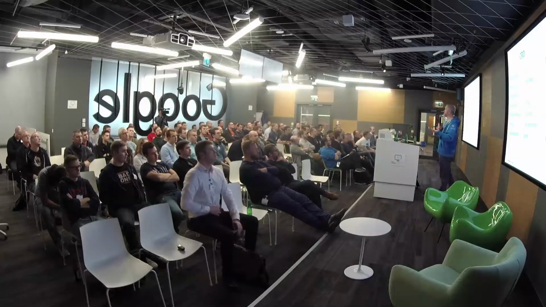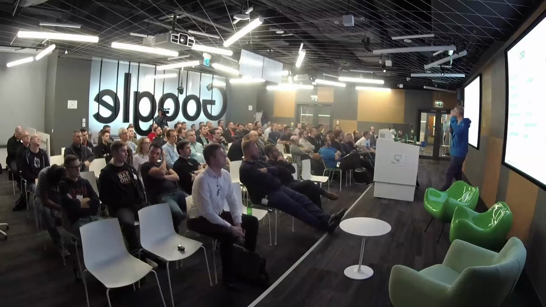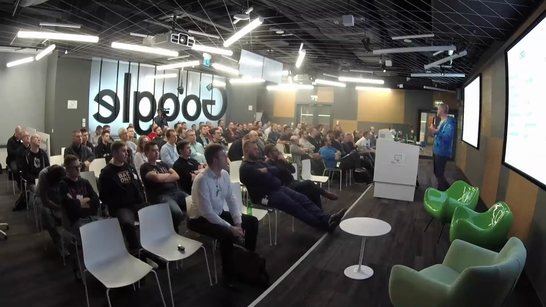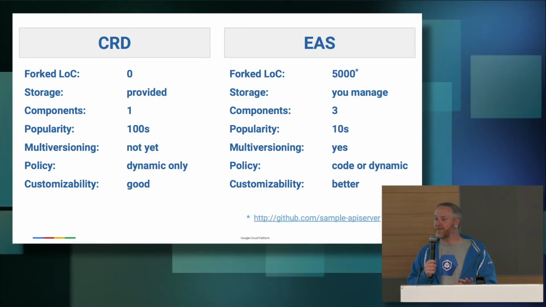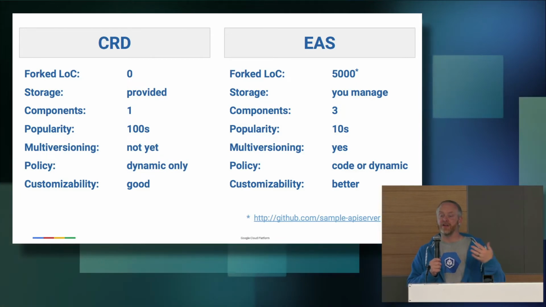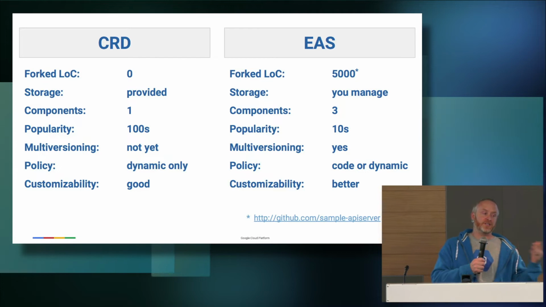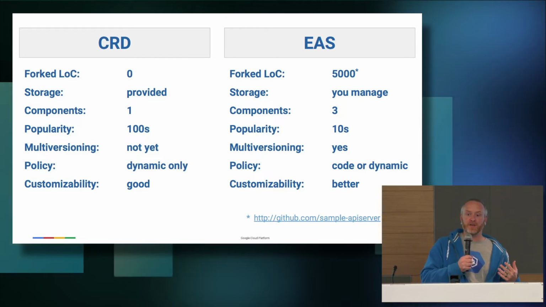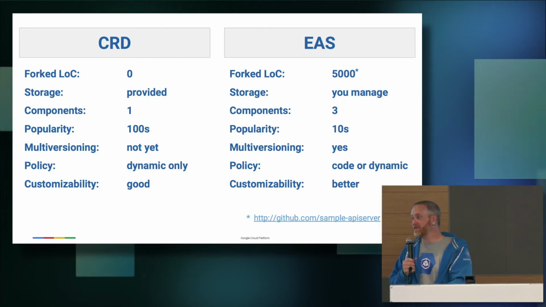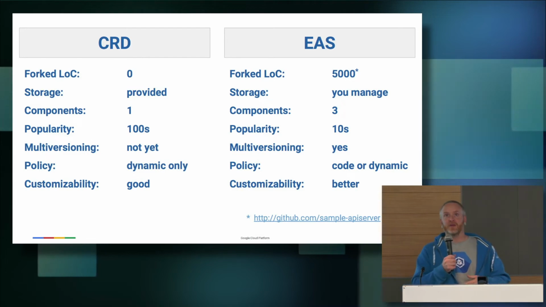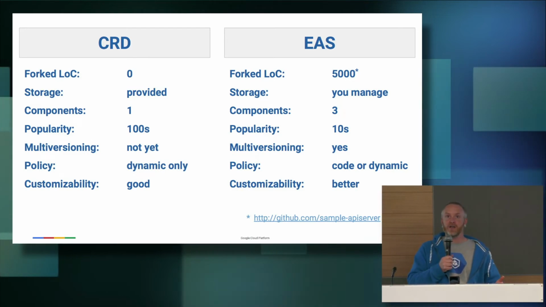So with a custom resource definition, you literally fork nothing. You write a YAML file, and that's all you need to do. With an extension API server, you're going to fork about 5,000 lines of Kubernetes code. You're going to use that as a basis to start your API server. Storage in a CRD is built in. You get our storage for free. With an extension API server, you have to run the storage yourself. Likewise, there are a couple of different components to run.